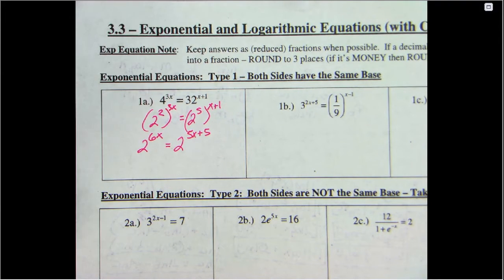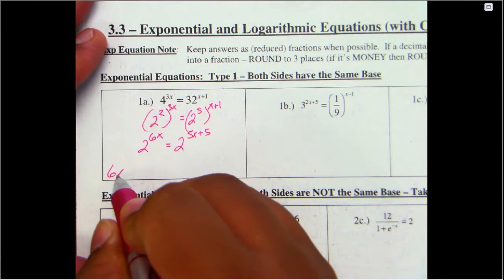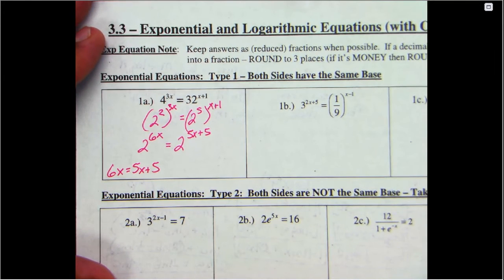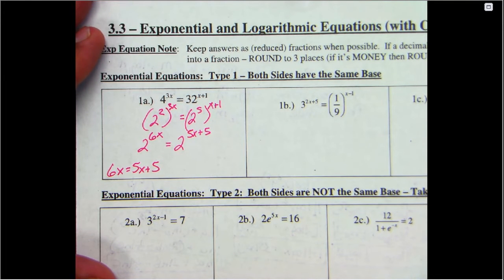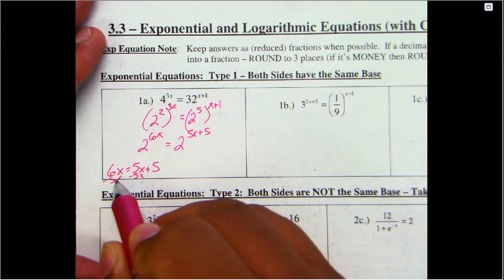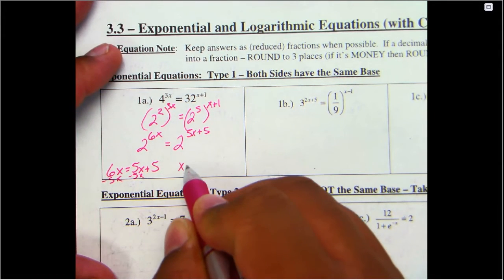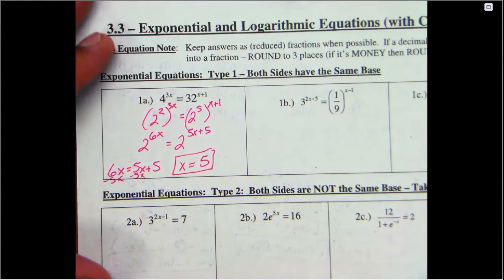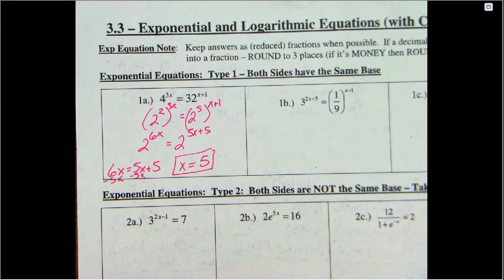So now that they both have the same base, we just pull their exponents out and set them equal to each other. So now I just solve this simple equation. Subtract 5x, and we can see that x equals 5. And that's how you solve that. Any questions about that?